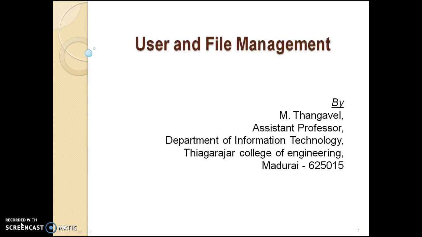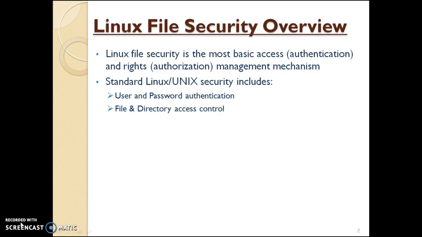In this session, we are going to have a detailed discussion on user and file management. In Linux file security, we have two important management mechanisms. The first one is related to file access and another one is related to access rights. In case of file access, we have an authentication mechanism, and in case of access rights, we have an authorization mechanism. The two mechanisms are delivered in the way of user and password authentication and file and directory access control.